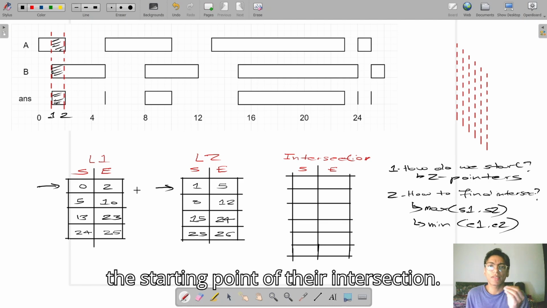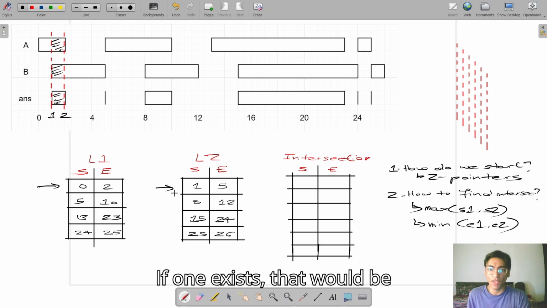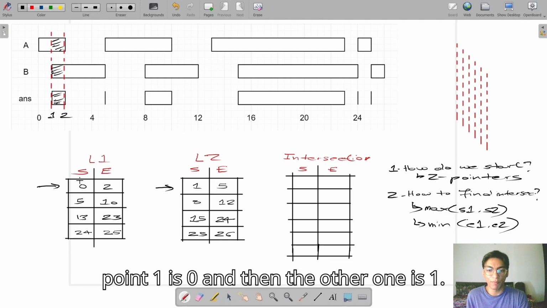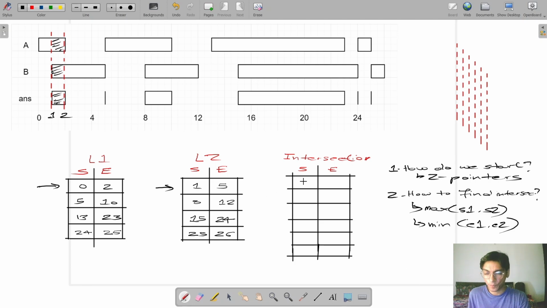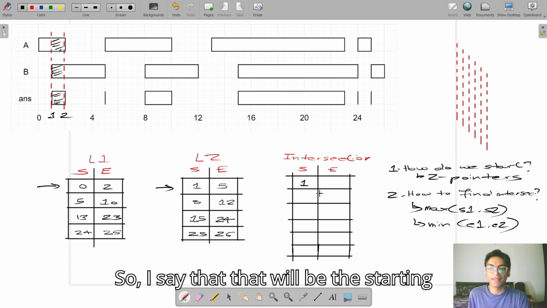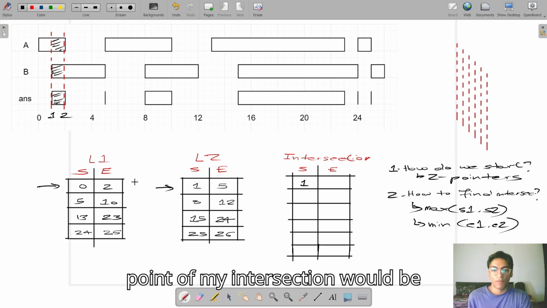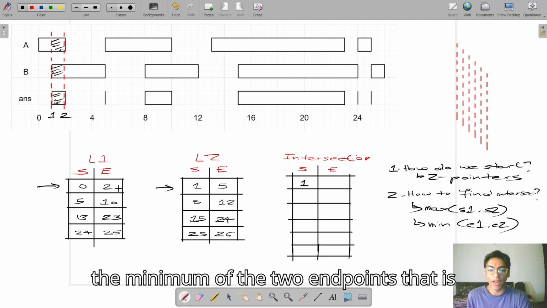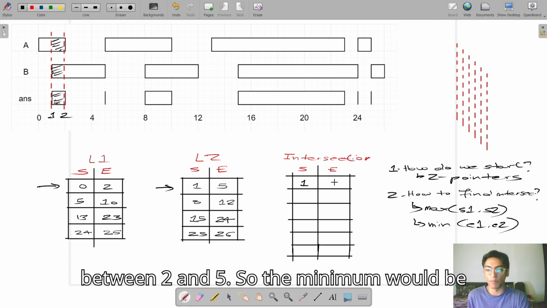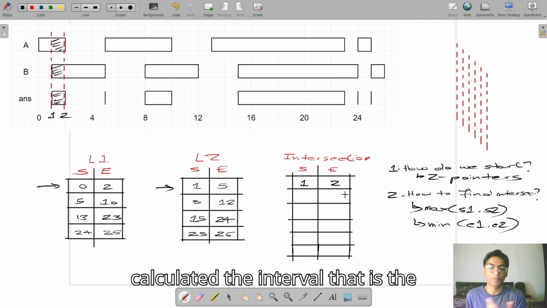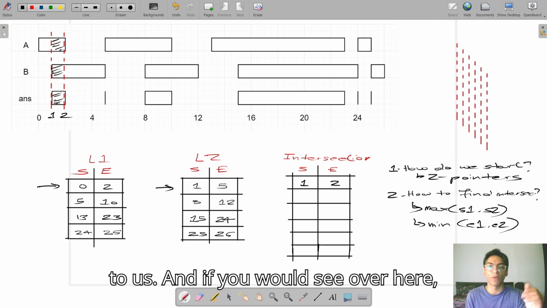So the starting point of their intersection, if one exists, would be the maximum of the two starting points. Starting point 1 is 0 and the other one is 1, so the maximum of the two is 1. I say that will be the starting point of my intersection, and the end point of my intersection would be the minimum of the two endpoints, that is between 2 and 5. So the minimum would be 2, and that is how we've calculated the interval, that is the intersection of these two intervals given to us.